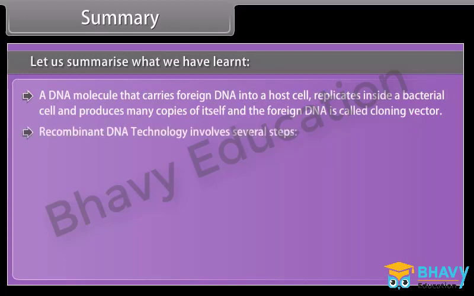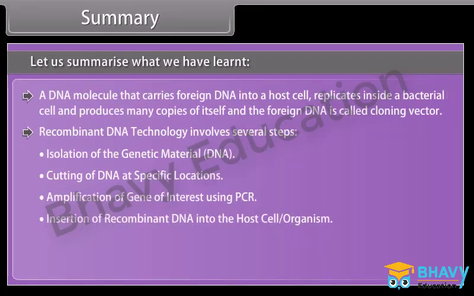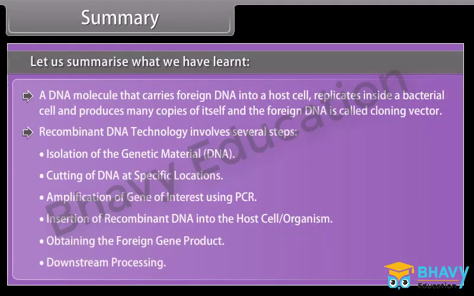Recombinant DNA technology involves several steps: isolation of the genetic material, DNA; cutting of DNA at specific locations; amplification of gene of interest using PCR; insertion of recombinant DNA into the host cell organism; obtaining the foreign gene product; downstream processing.